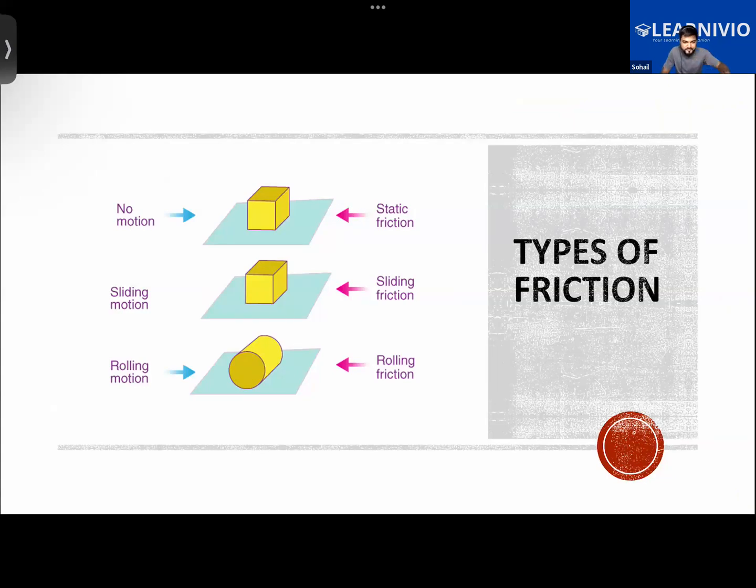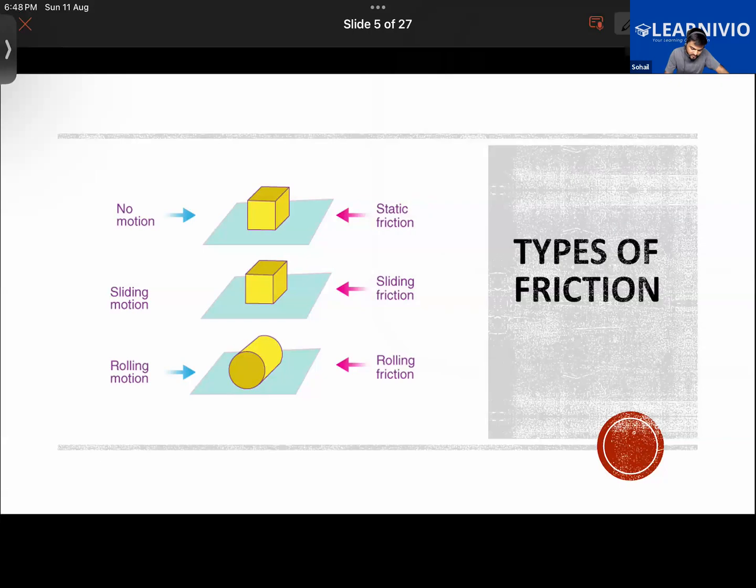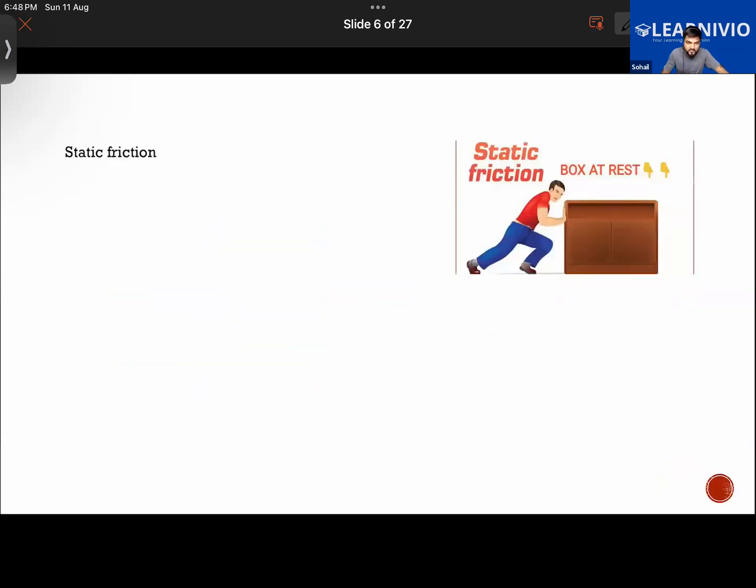Okay, now next you would be learning about types of friction. So talking about types of friction, we have 4 types right now. You have static friction, sliding friction, rolling friction, and then you have fluid friction. Fluid friction is not mentioned over here, but there is one more, that is fluid friction. Now let us learn about them one by one. Talking about static friction.